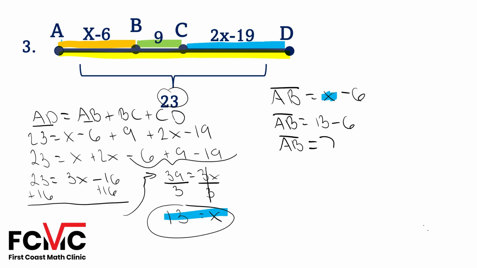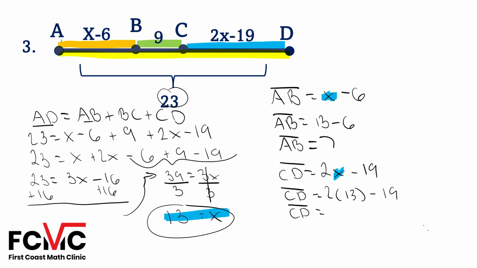Now let's find the length of CD. So CD is 2x minus 19. Again, we know that x is 13, so let's substitute 13 in. We're going to get CD equals 2 times 13 minus 19. 2 times 13 is 26 minus 19, and then CD is going to be 7. So we know the length of our segments, AB, CD.